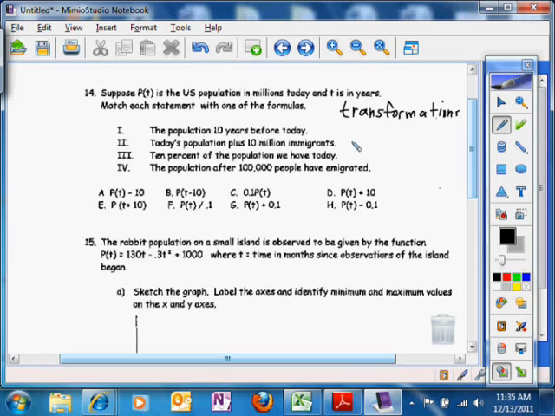The population 10 years before today. If I'm looking at a number line, such as the x-axis here, if right here is today and I need 10 years ago, then I need to go 10 units to the left here. Which means as far as my transformation terminology, I have choice E, P of t plus 10. Because that gives you the left horizontal shift, and you'll need to apply those same techniques on 2 through 4 there.